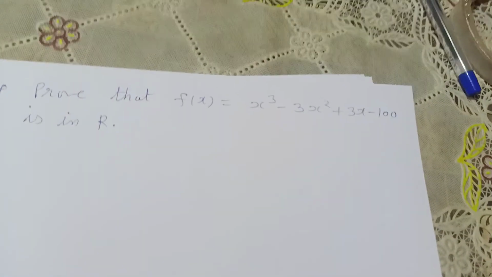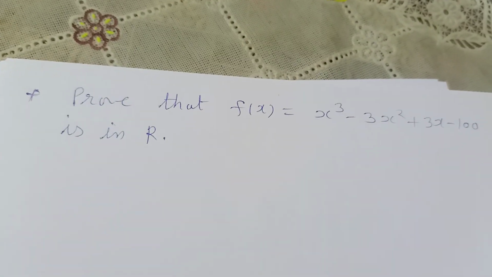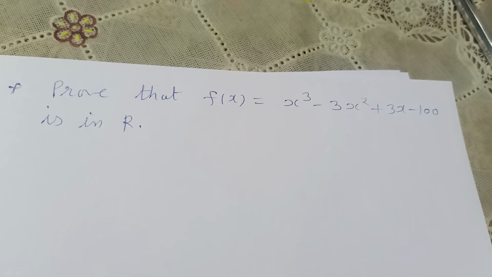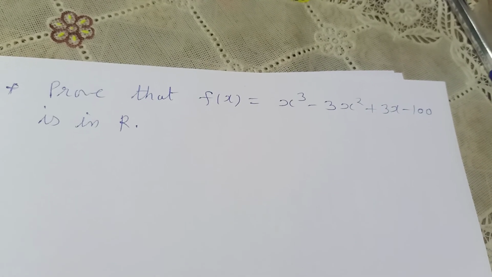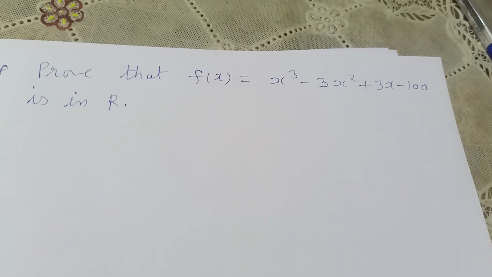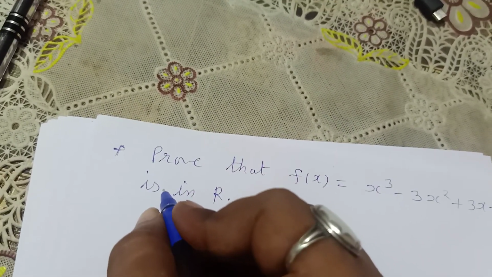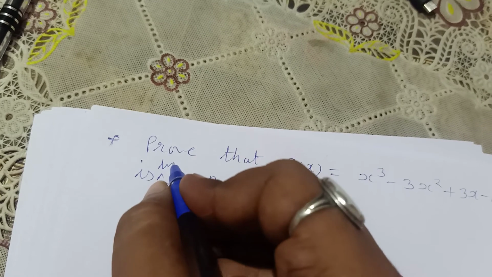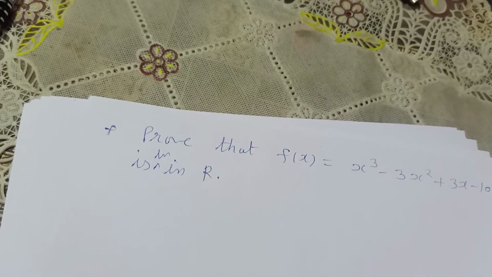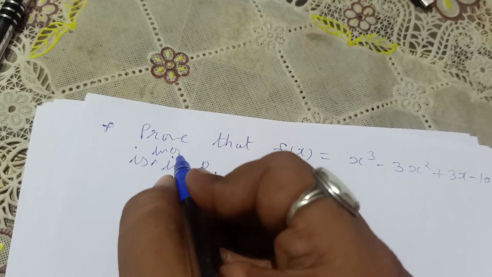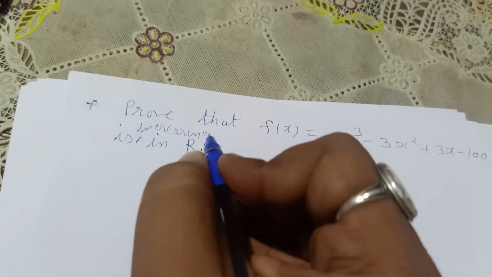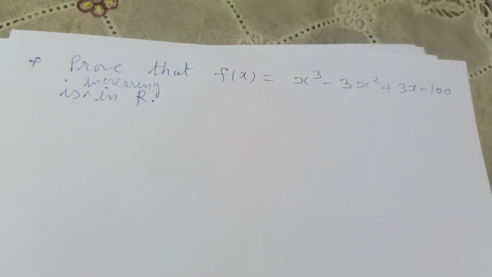Our final problem is: prove that f(x) equal to x cube minus 3x square plus 3x minus 100 is increasing in R. Here we have left out the word increasing. Increasing in R. We have to prove this.